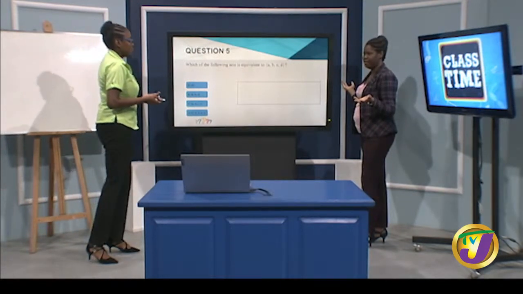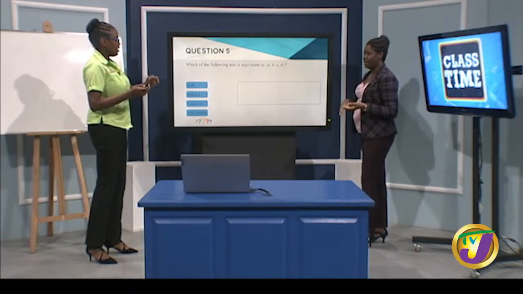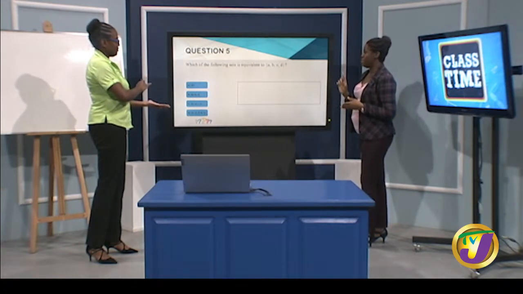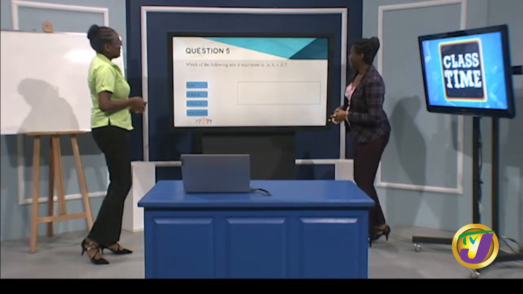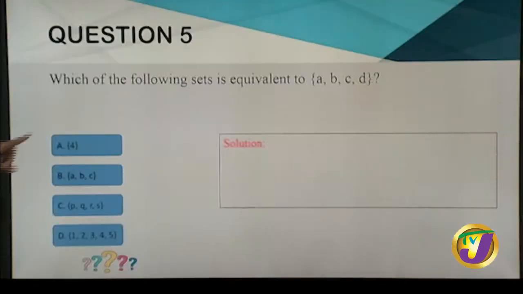There are times when you have equal sets being equivalent, but not equivalent sets being equal. All right, so if equivalent means that they have the same number of elements, then clearly, I'm seeing there are 1, 2, 3, 4 elements.